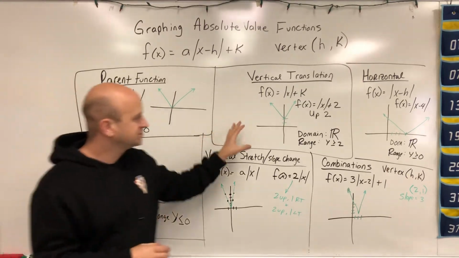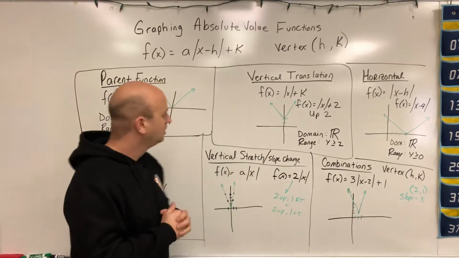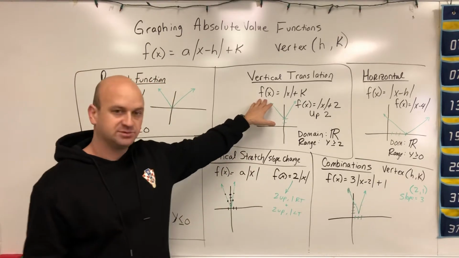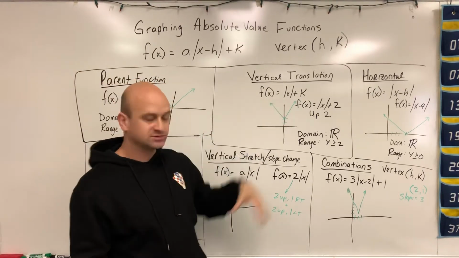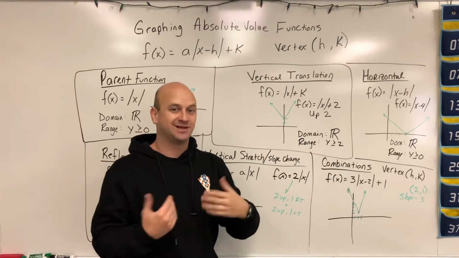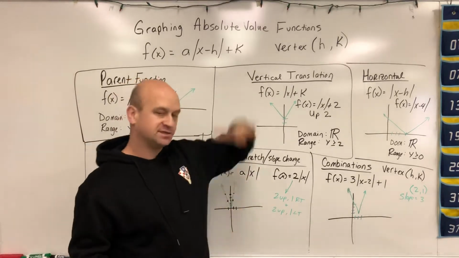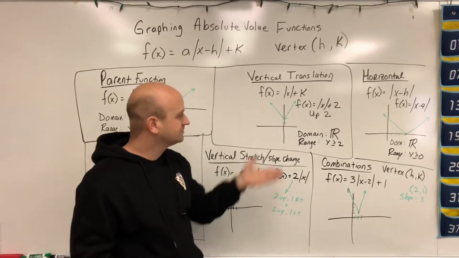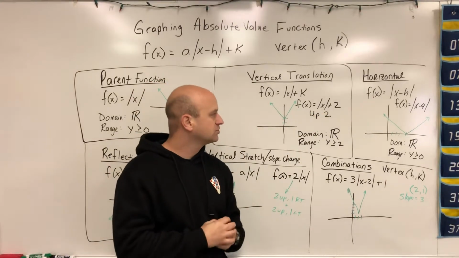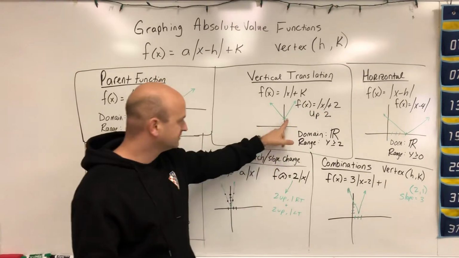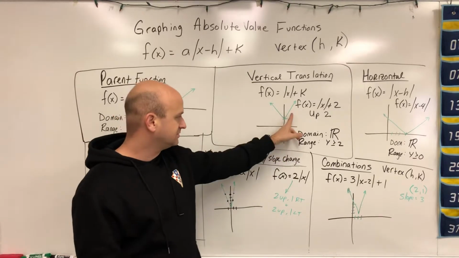Okay. So now what we're going to do with this function is we're going to shift it. And one way we're going to shift it is vertically. All right, so our vertical translation would be represented by f of x is equal to the absolute value of x plus k. So k is going to indicate the value up or the value down. So in this example I gave you, we're going to go up 2 units. So the vertex is going to go up 2 units.